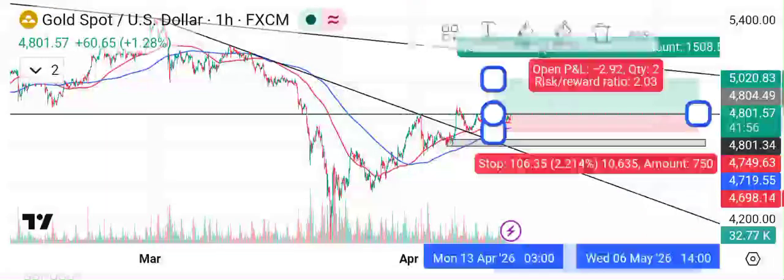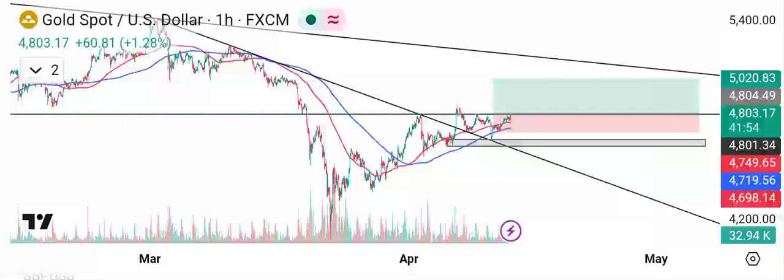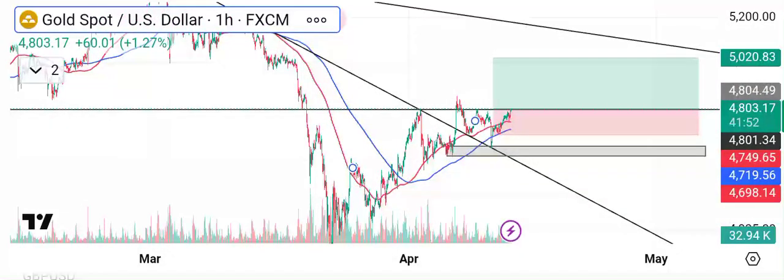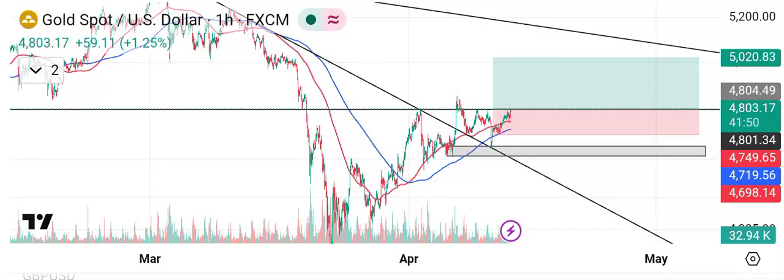This is it, 1:2. So we are exiting here in this consolidation, 1:2. So let's see how this is going to play out.